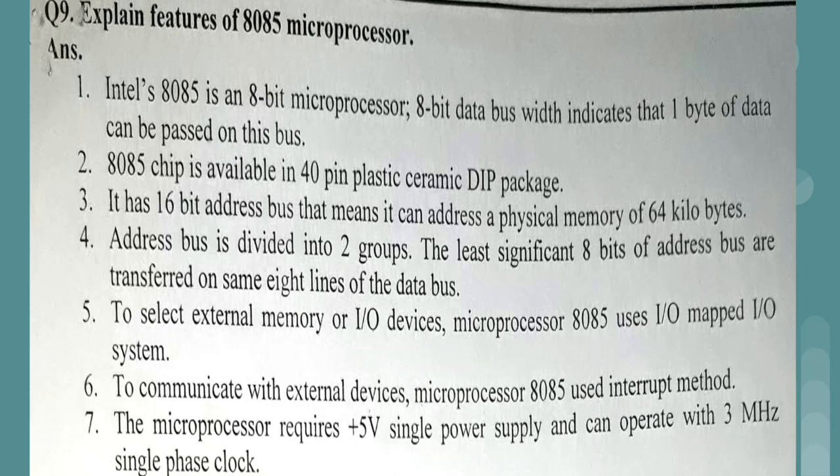Then the last feature of the microprocessor 8085 is that it requires a +5 volt single power supply and can operate with a 3 megahertz single phase clock. So the power supply needed is +5 volt, and the clock frequency of the 8085 microprocessor is 3 megahertz. So these are the features of 8085. Again, this is a very important question. Now we are moving to the next question.